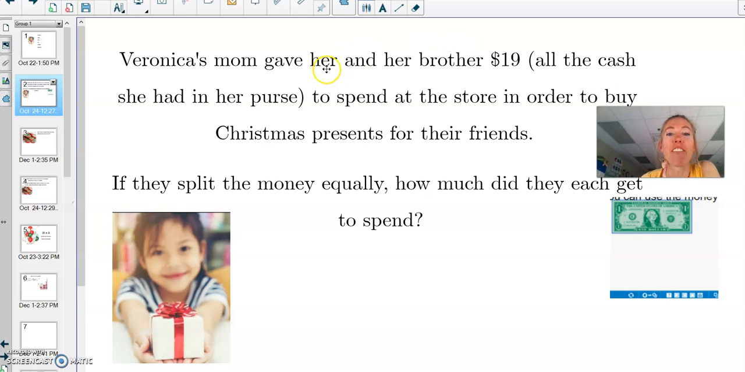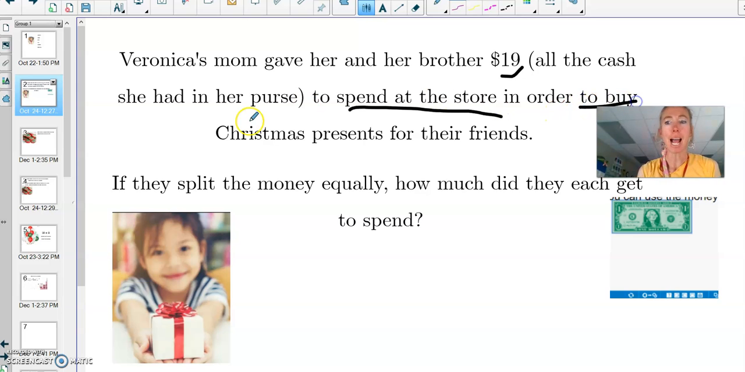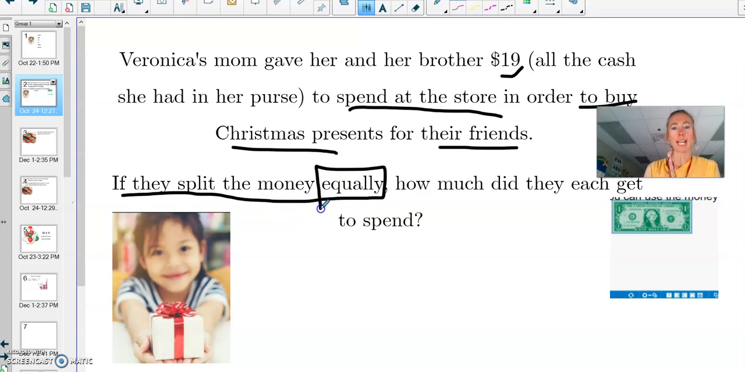What did she do? She gave Veronica and her brother $19. Why 19? Well, that's all the cash she had in her purse. She literally went in her purse and was like, here, this is all I have. Go forth into the store. And why did they go into the store? Well, she told them they can buy Christmas presents for their friends. Oh, how awesome. So when they got in the store, they split the money equally.